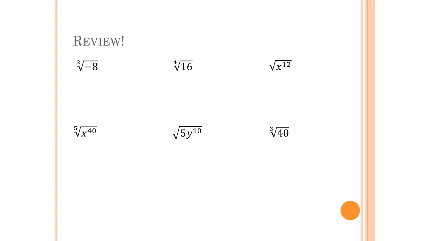Just to jump all the way back to where we started on Tuesday, remember that you've got an index right there, and then you've got a radicand, which is the number or the term under the radical, and then of course the radical itself. So that's the three parts that you'll hear me referencing throughout this video. Again, the index, the radicand, and the radical.